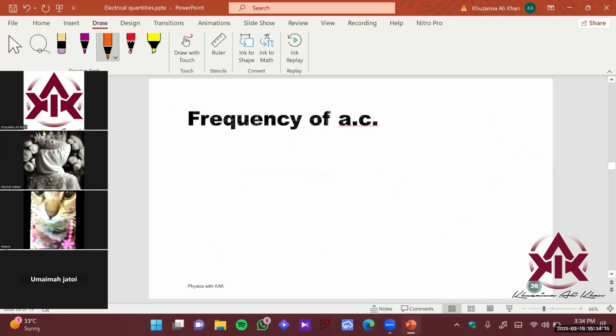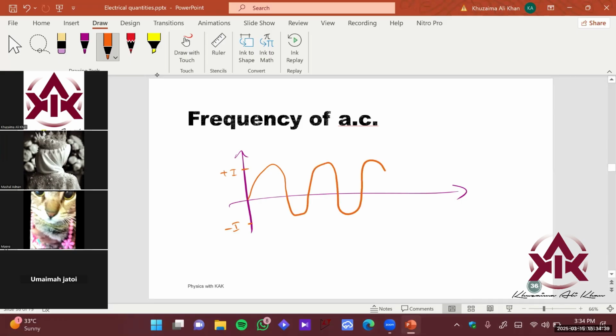Okay. Let's first of all discuss the frequency of the AC graph. So we have done waves, so you know how we find this. It's pretty simple. Let me draw a sine wave here, which represents that AC current. This is positive I, and this is negative I. I'm going to have a wave like this. Let me take the axis a little higher, so that it is almost at the center. This is time in seconds. This is the current in amperes.